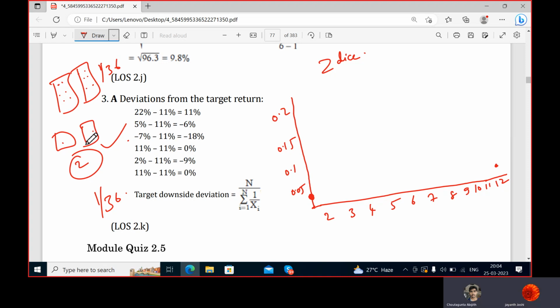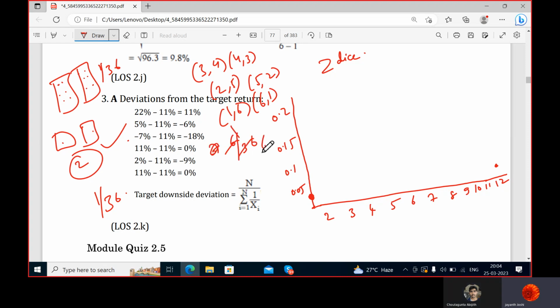Yes. Now, if I ask you one more question, like you see seven, how many times do you see seven? 1 and 6, 3 and 4, 4 and 3, 2 and 5, 5 and 2. Any more times? 1, 6, 6, 1. So this is happening 6 out of 36 times, correct, Abhijit? So 1 by 6 can I put? So that is happening the maximum times. So my probability would be here 0.16.